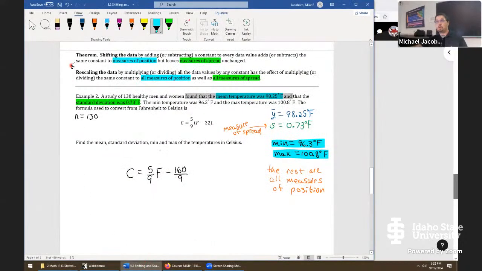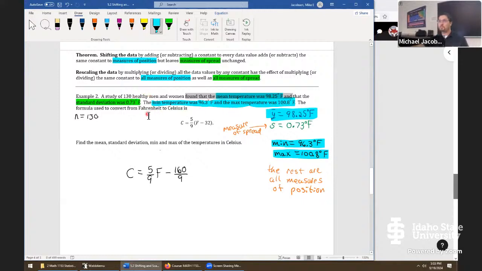I posted the 2 theorems for shifting and rescaling the data, just to have them available as we read through these things. What we did was look at a study of 130 healthy men and women. They tell us the mean temperature was 98.25 degrees Fahrenheit. I'm highlighting these in blue, because that tells us we're talking about measures of position. We had 96.3 degrees for the minimum, and 100.8 degrees Fahrenheit for the max.